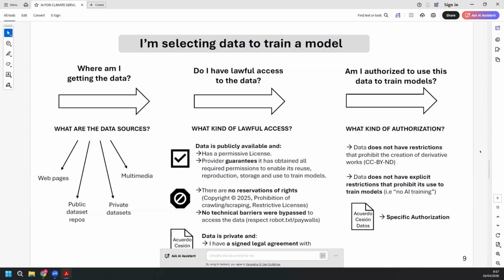That there are no reservations of rights. So this means if you go to a website and it says copyright, all rights reserved, most likely you cannot use it. And we are starting to see now actual prohibitions of no crawling, no scraping, not authorized for AI training use, and also that you don't bypass any paywalls or barriers. Another option is if the data is private and not public, you can also come to an agreement with the data provider. And this immediately authorizes you to use it to train AI if you put it in the agreement.